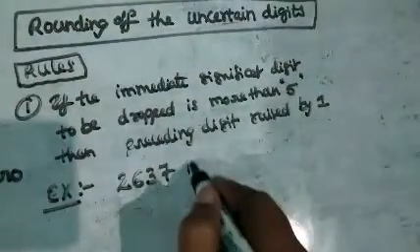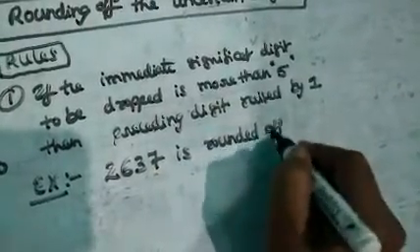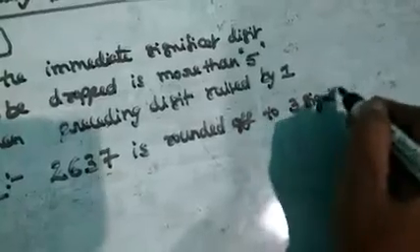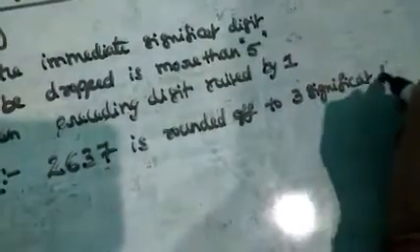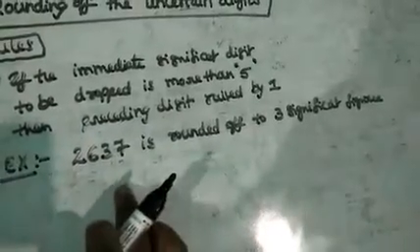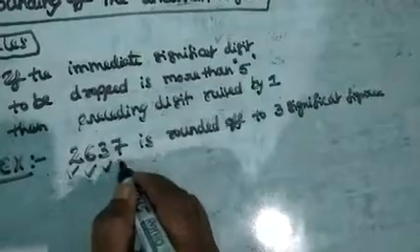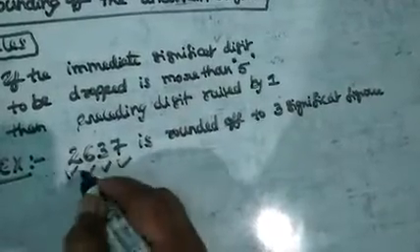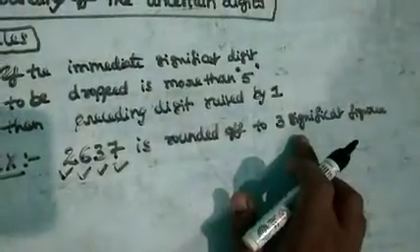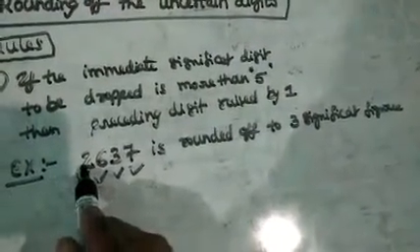2637 is rounded off to 3 significant figures. So उन लोगों को कितना significant figure चाहिए? उन लोगों का only 3 चाहिए. Originally इसमें how many significant figures are there? 1, 2, 3, 4 significant figures are there. इसमें 4 significant figures are there, but they want only 3 significant figures. So इसमें यहाँ से you have to count.